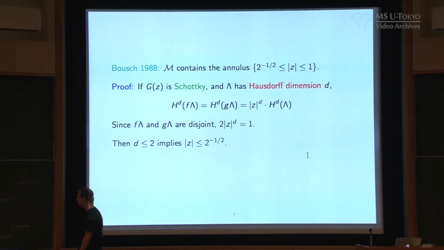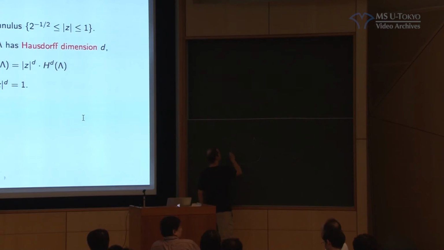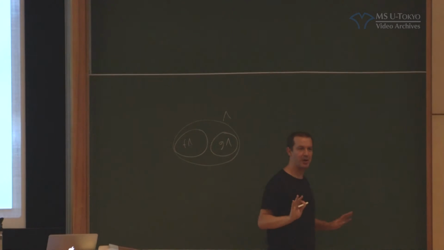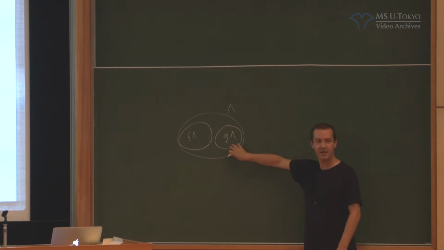There's just not enough room in the plane for a Cantor set which is self-similar under dilations, where the dilations don't dilate enough. Somehow there's not enough room. If you've got two disjoint copies of something, and you're made of two copies of yourself, then the copies have to be definitely smaller. You can think of it in terms of Hausdorff dimension. We think of our set lambda as a union of two sets, f of lambda and g of lambda. Let's suppose that our set is Schottky, so that lambda really is the disjoint union of f lambda and g lambda.